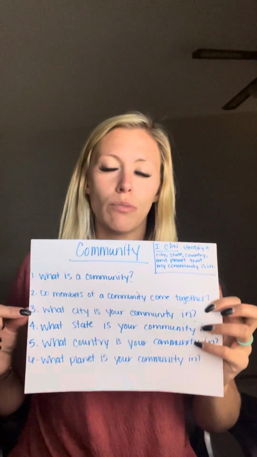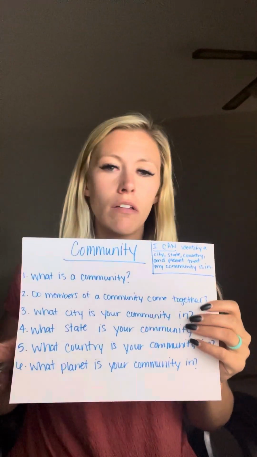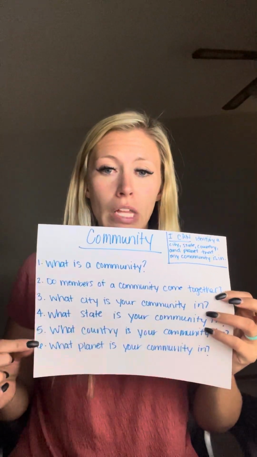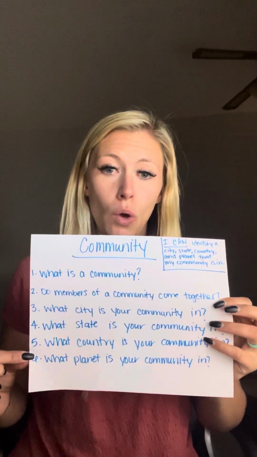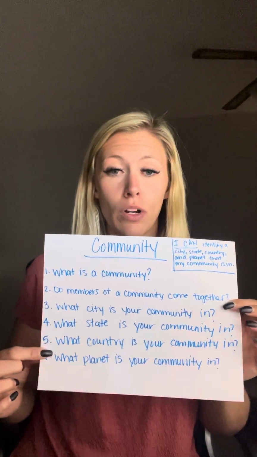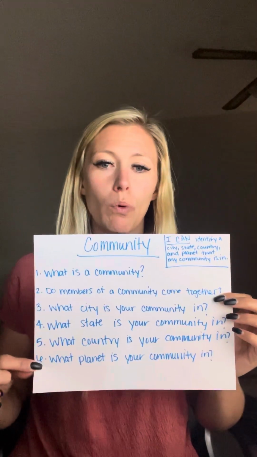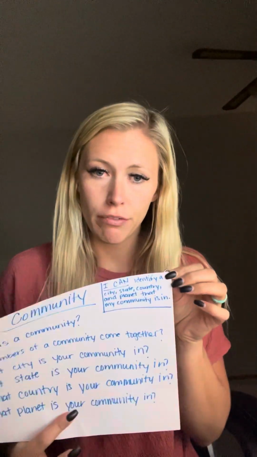Our third question will be, what city is our community in? Our fourth question will be, what state our community is in? Our fifth question will be, what country is our community in? And our sixth and final question will be, what planet is our community in? So again, we just have our measurable objective, which is that at the end of this, we will be able to say, I can identify a city, state, country, and planet that our community is in.